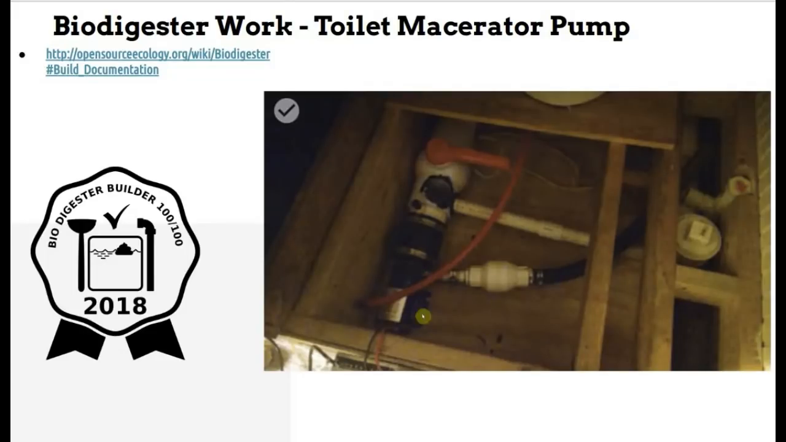Yeah, this is the macerator pump. This is the check valve. This black pipe goes to the biodigester. The toilet is up right here. The valve here is a selector valve for between. I won't talk about that, but here what we had to do is rip out this hole here.